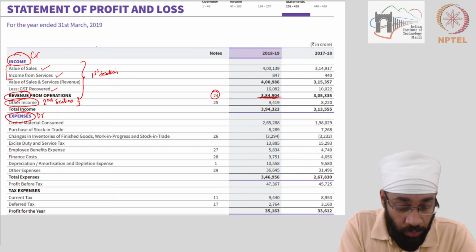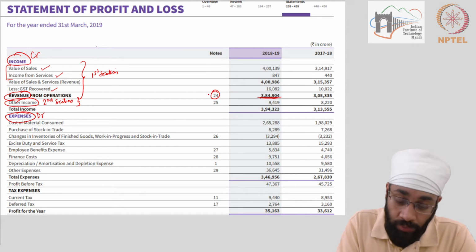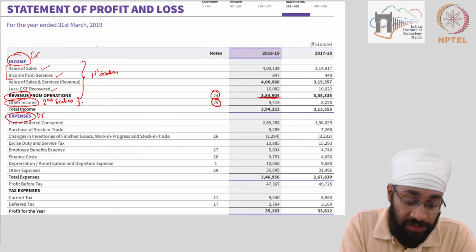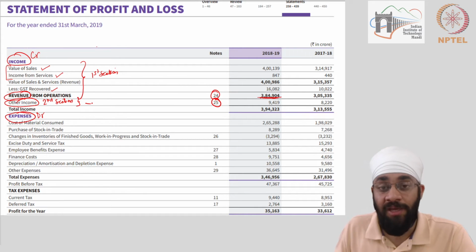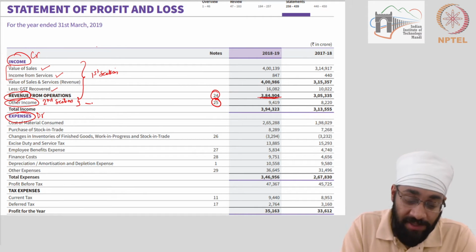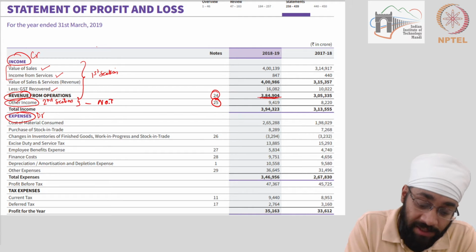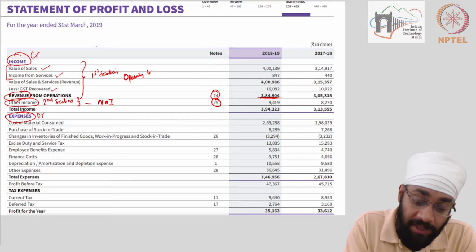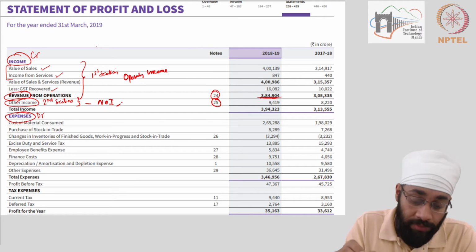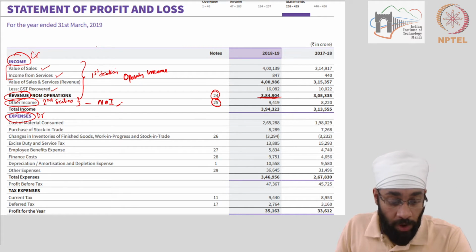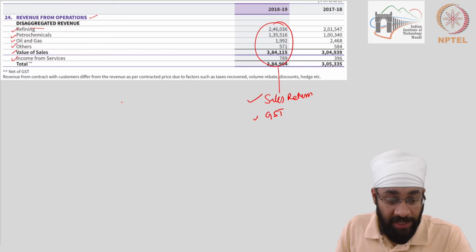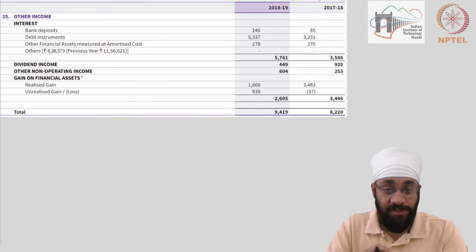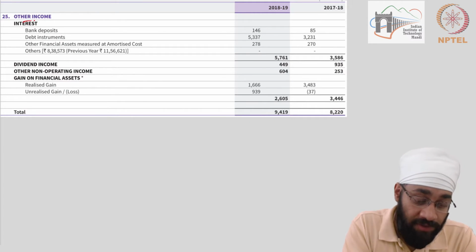The next note I want to take you to is note number 25, to see the breakdown of other incomes. If you remember, other incomes are the non-operating incomes. These were the operating incomes, and these are the non-operating incomes. So operating incomes are only from sales, and hence note 24. Here is the note on other incomes.